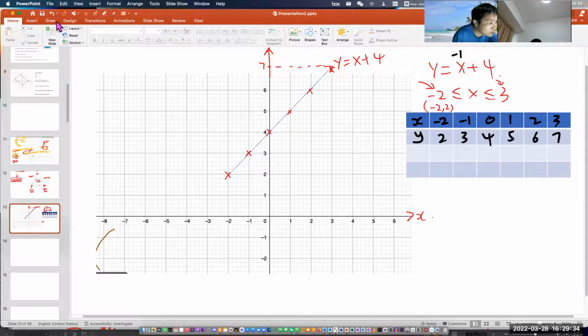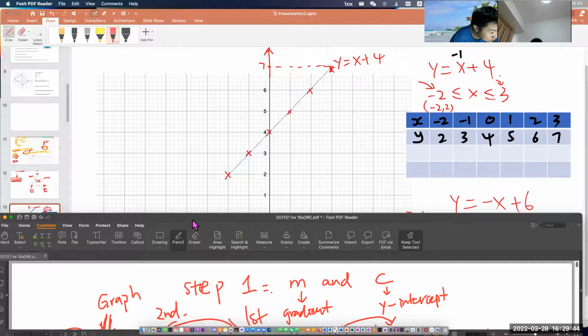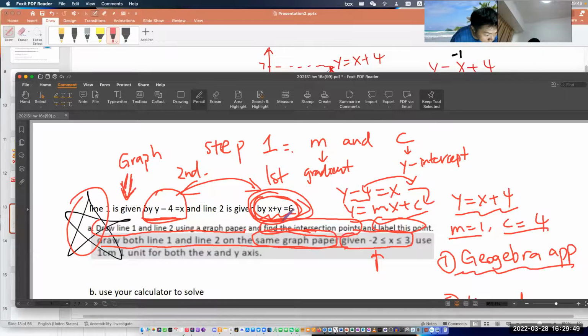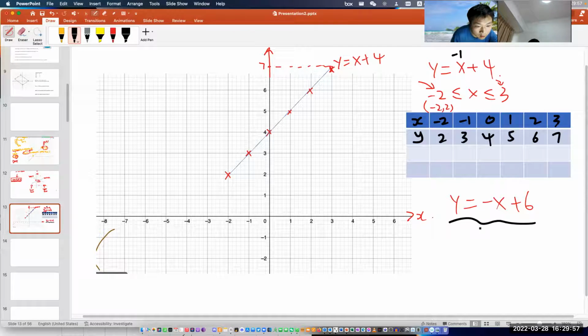So how do you get the line 2, which is -x plus 6, right? Let me double check. Minus x plus 6. Yeah. How do you get this out? Given the same range, because you are supposed to draw the two lines on the same graph paper. So how do you get this?